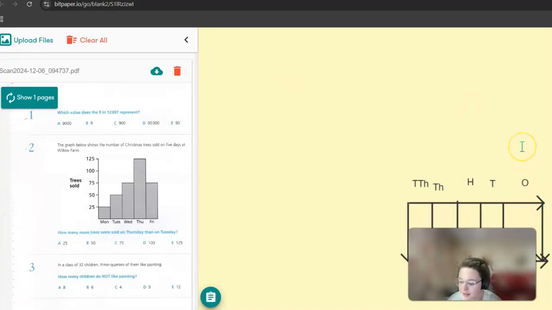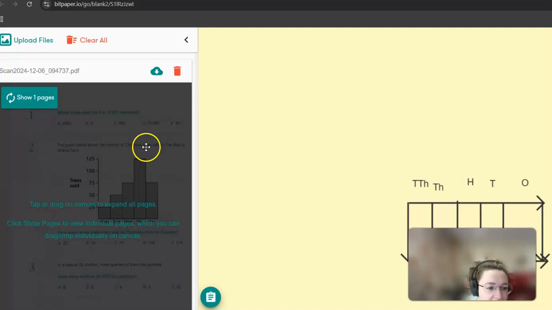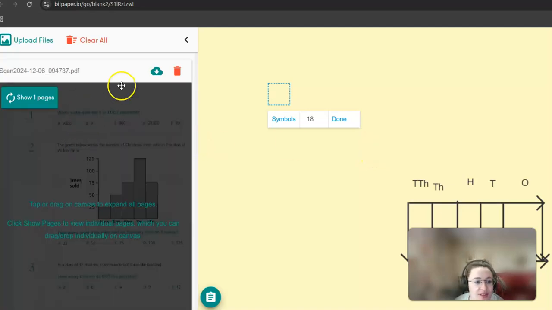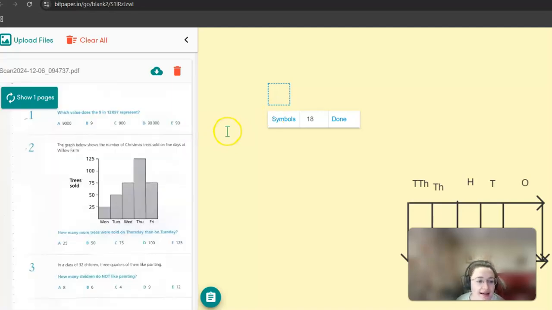Okay, so in today's lesson, we are going to be thinking a bit more about place value and some strategies that we can use to answer questions where there is a bit of place value involved. So the first question, and indeed the main question that we're going to focus on today, is this question about the value of 9 in 12,097.